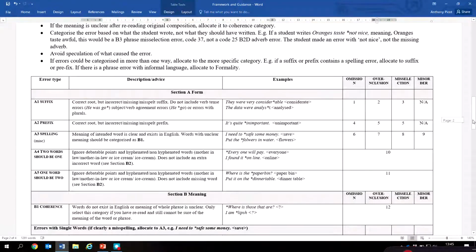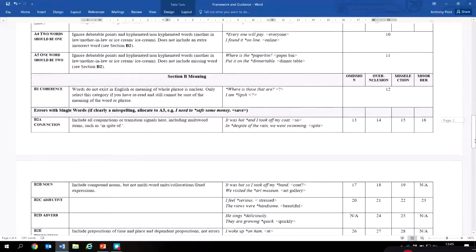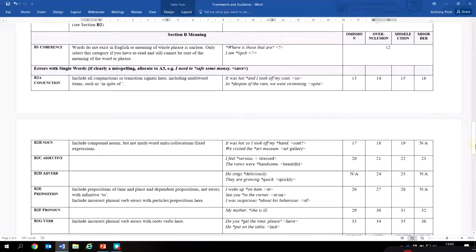Moving on to section B. Category B1 is quite an important category. As language errors, we put language errors here where we don't understand the meaning. Errors where communication is interrupted, meaning breaks down. And these could be one word or phrase errors.